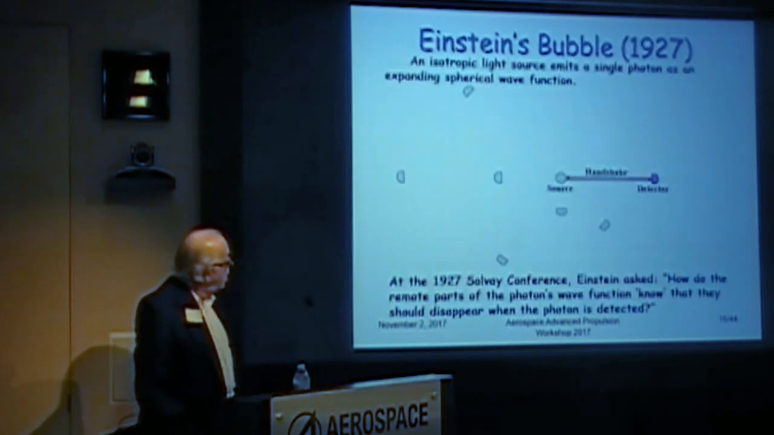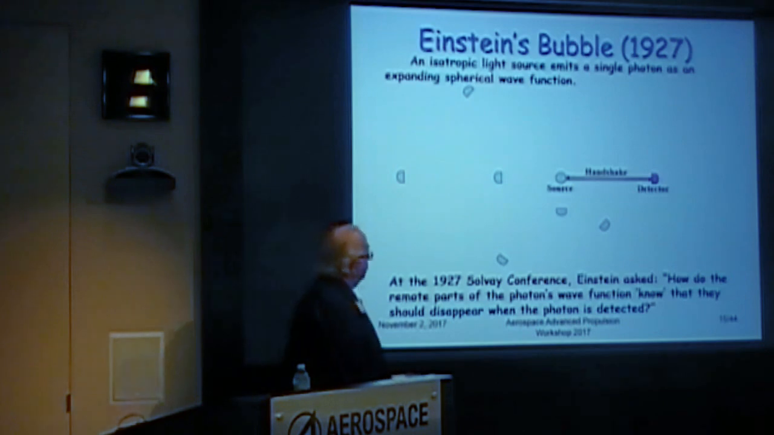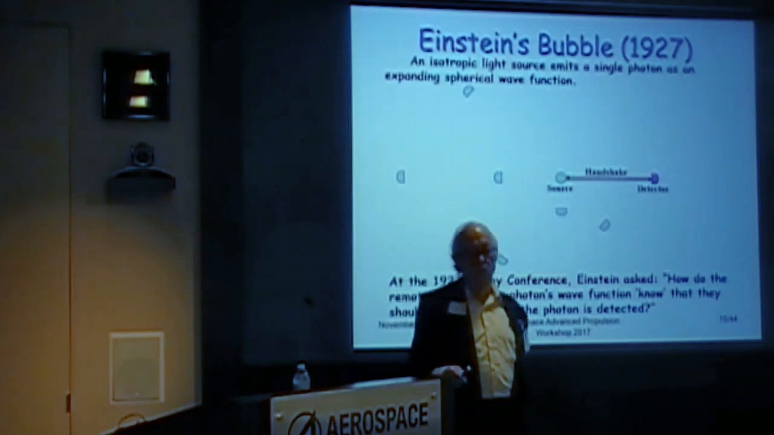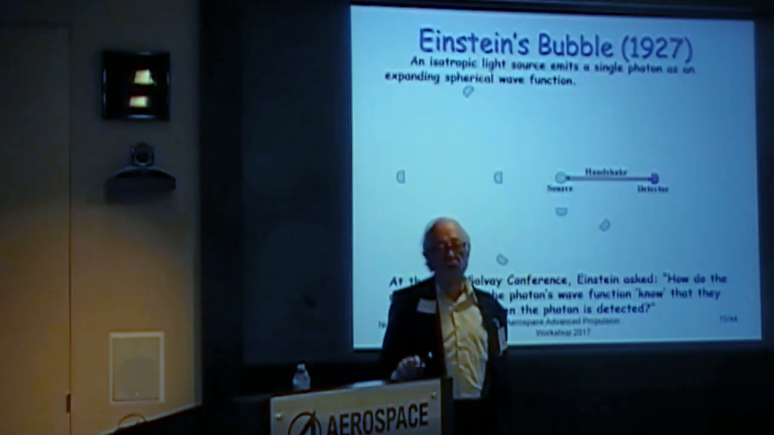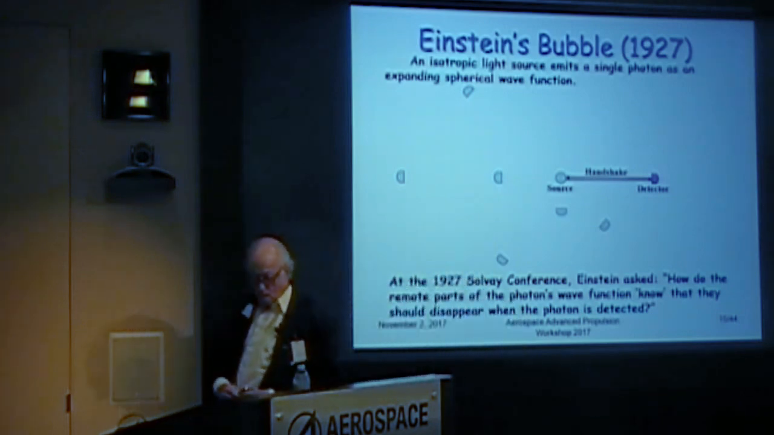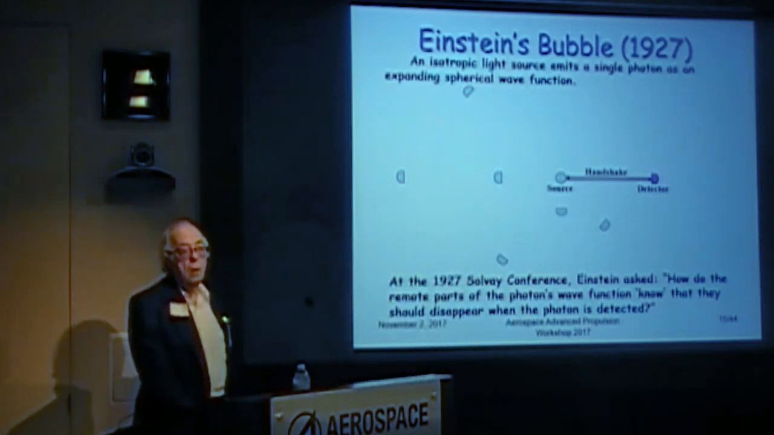Let me go back. The transaction forms, and so the source here, receiving the first order handshakes from all of the different sources, has to choose one of these to form a transaction, and this is where the randomness of quantum mechanics comes in. Okay. So how does that choice get made?